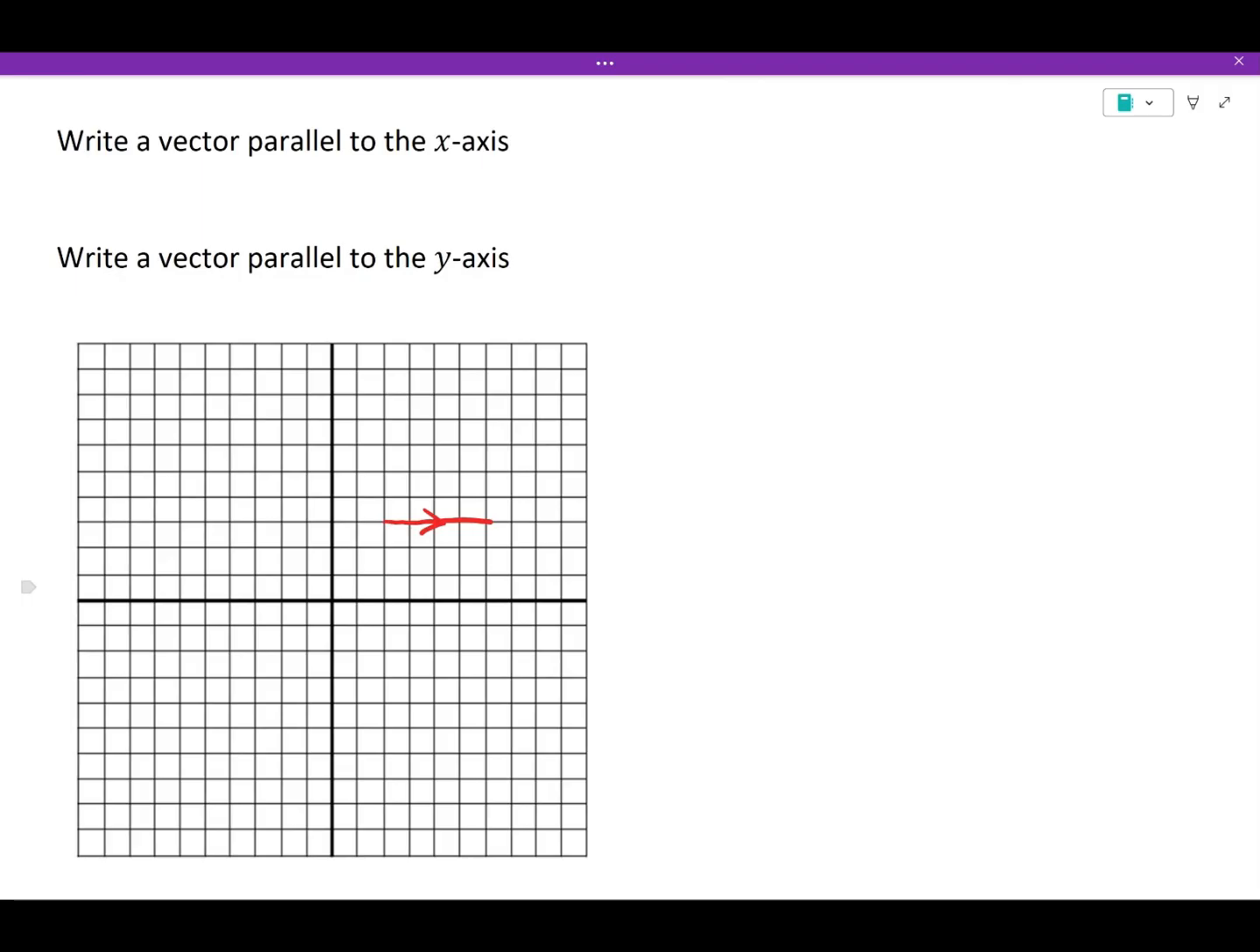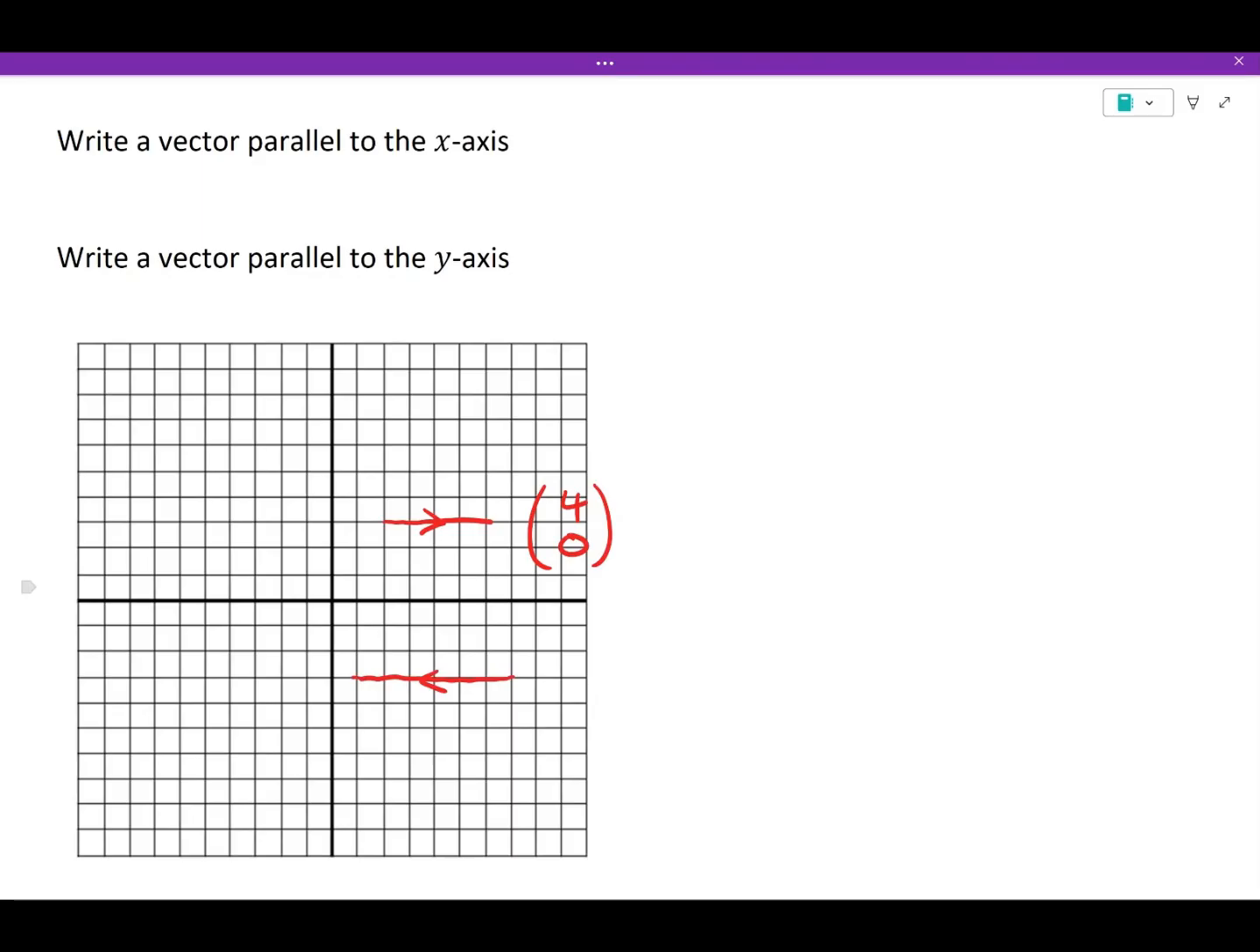Okay, so we've gone 4 to the right. So our horizontal component is going to be 4. And then we haven't moved up or down. So our vertical component is going to be 0, like that. Now let's find another vector which is parallel to the x-axis. So I'm going to go down here and draw a different one. Like that. Okay, I'll put my arrow on it.